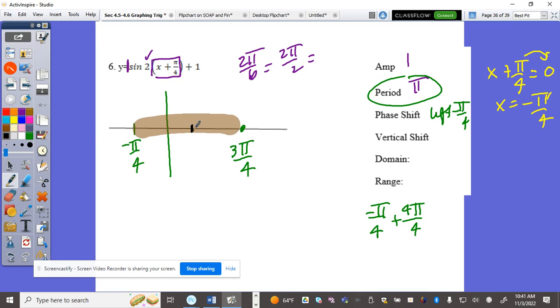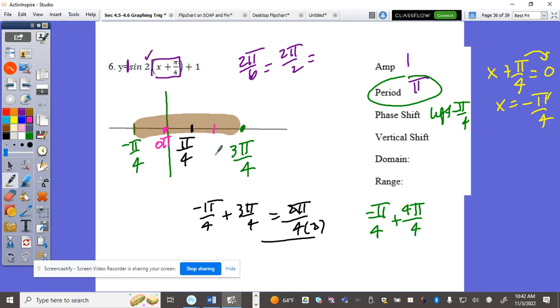All right, so the middle of that one: negative pi over 4 plus 3 pi over 4, add them. That will give you 2 pi over 4, divided by 2. The answer there is pi over 4. Okay, and then get the middle of those two here, which will be 0 here, obviously. And this one here will be, what is that? 1 pi over 4 plus 3 pi over 4. That will give you 4 pi over 4. And then this will be pi over 2. Okay. All right.